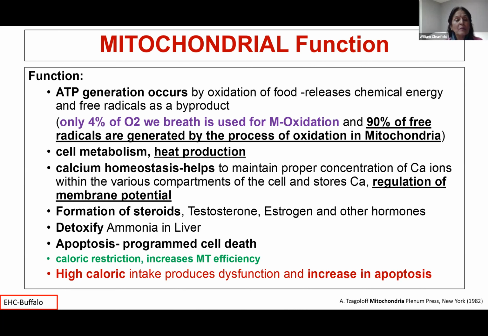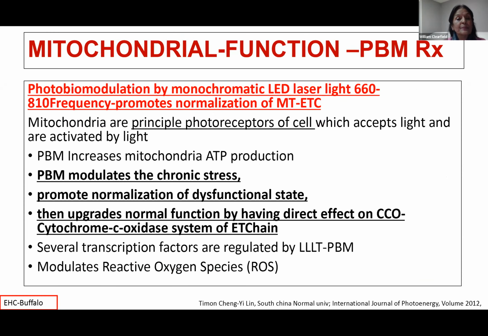It's very important to understand that 4% of the oxygen we breathe is used for mitochondrial oxidative phosphorylation, where 90% of the free radicals are generated by this process of oxidation in mitochondria. So there is a big price to be paid for every molecule of ATP generation.